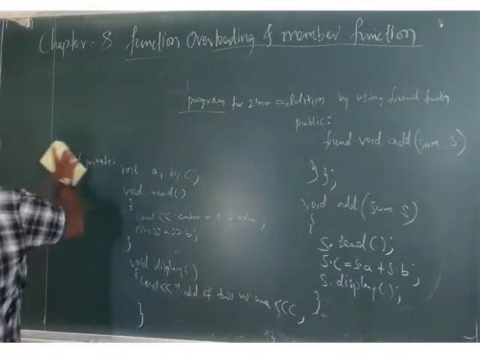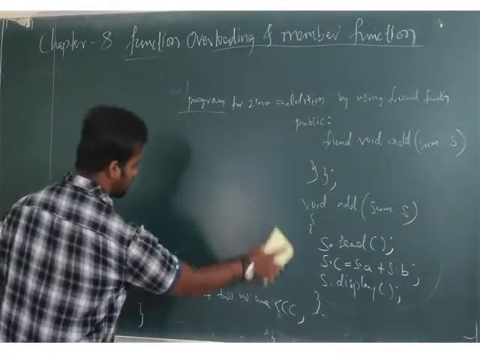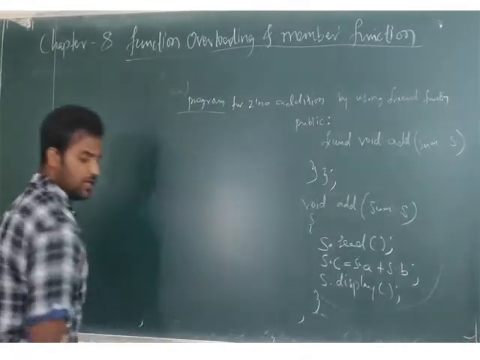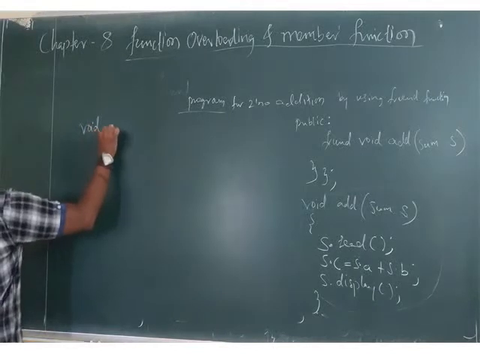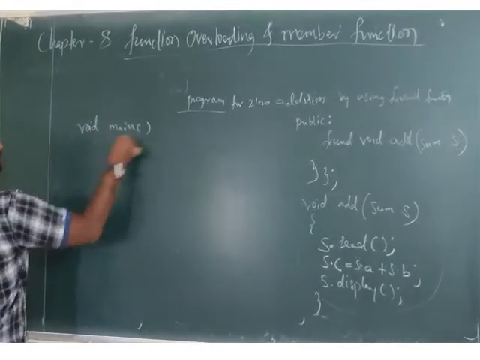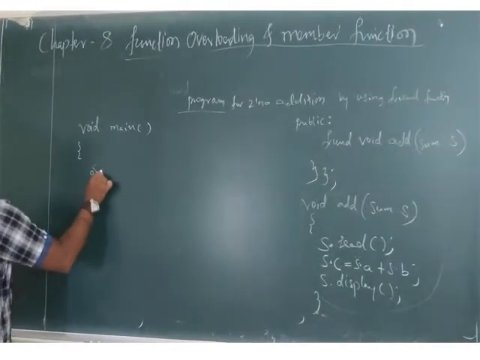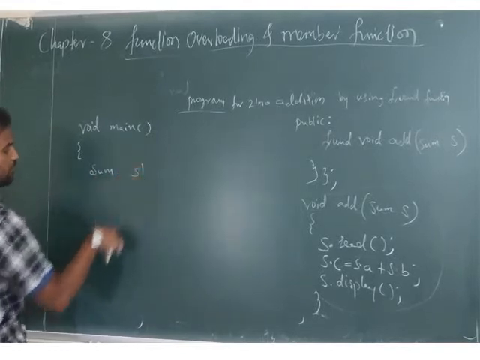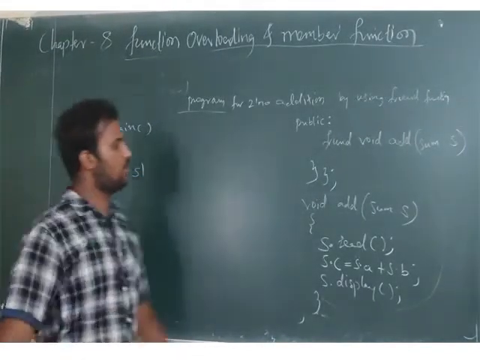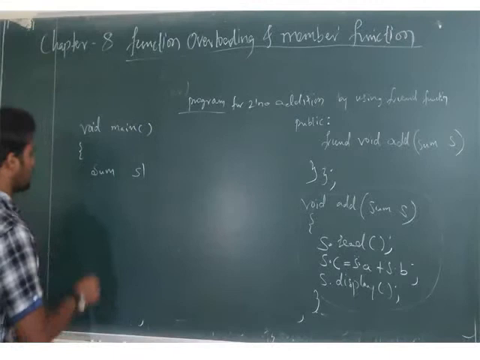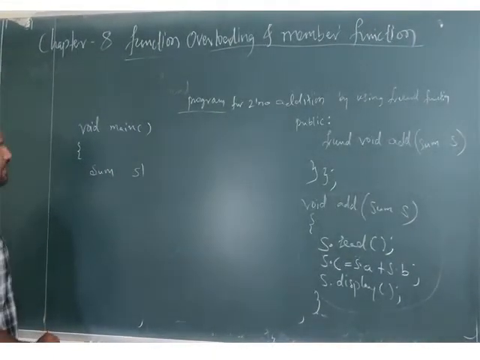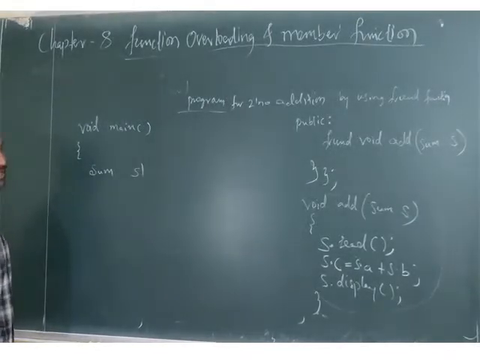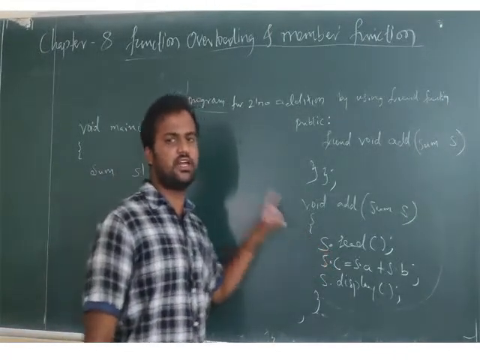With void main, we have to write the class name and object again. What is the class name? Sum. What is the object name? S1, I will take, because yes I have already taken here. Here I will take S1. Here there is no need for writing the dot operator and all. Here we are using the dot operator, but here no need at all.